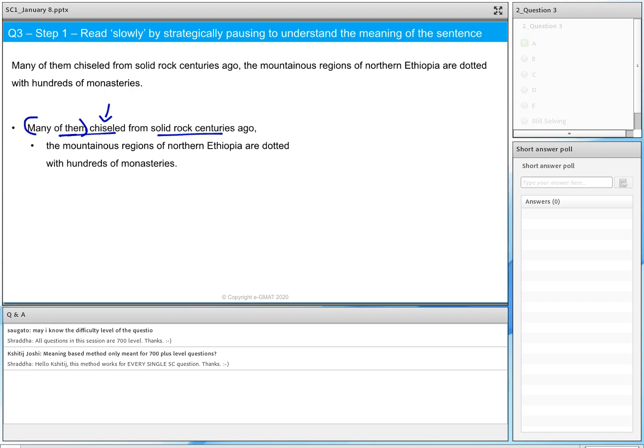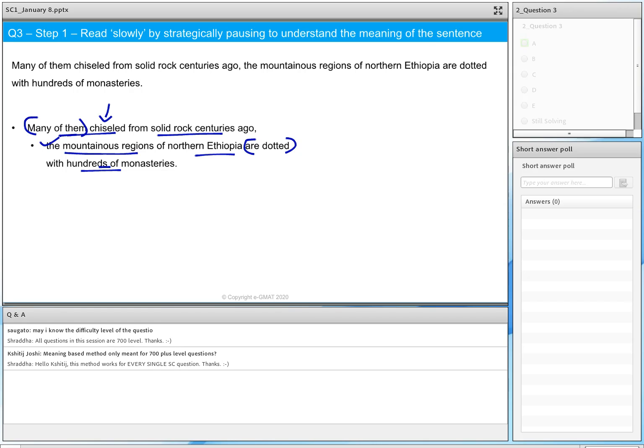Now I'm going to read the second part of the sentence. The mountainous regions of northern Ethiopia are dotted with hundreds of monasteries. Okay, so this part of the sentence is talking about a particular place, the mountainous regions of northern Ethiopia. And what about these mountainous regions? You will find many monasteries, hundreds of monasteries, on these mountainous regions. What do we mean by "are dotted"? What the sentence tells you is that there are many monasteries on these mountainous regions of northern Ethiopia.